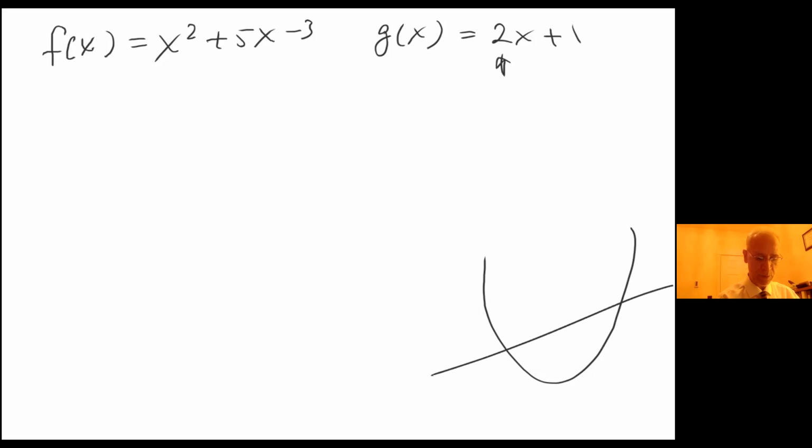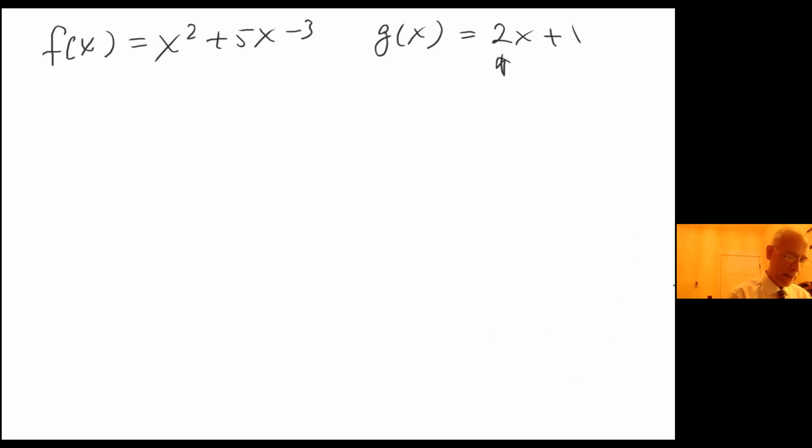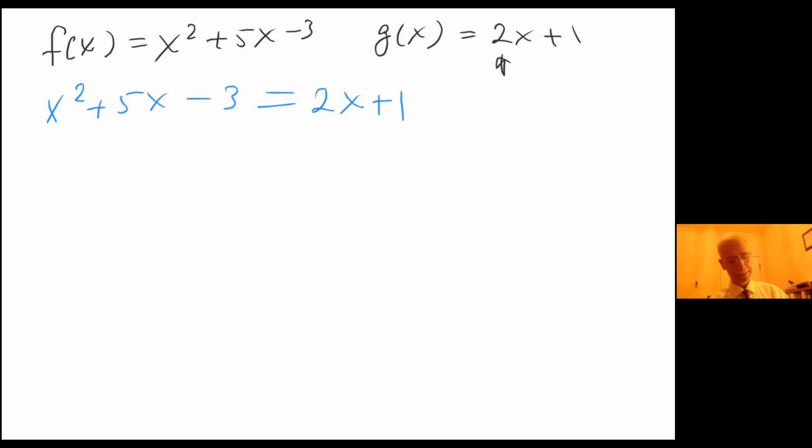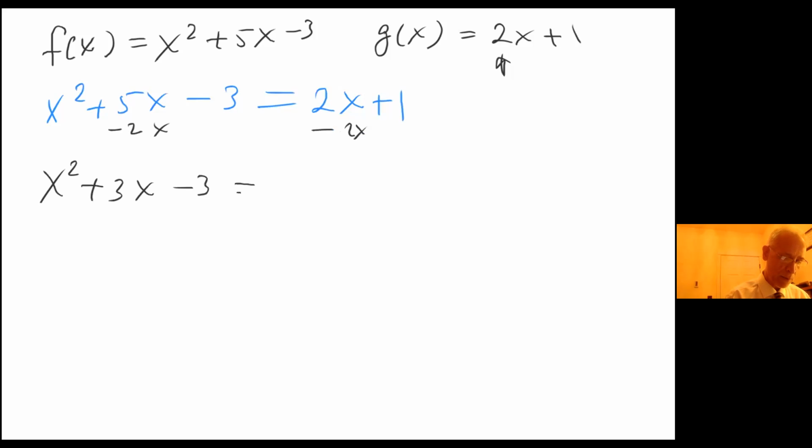So again, I have 2 points of intersection. I'm predicting 2 points of intersection. Well, let's find that algebraically. X squared plus 5x minus 3 equals 2x plus 1. I'm going to go ahead and subtract 2x from both sides, minus 2x here. Now I have x squared plus 3x minus 3 equals 1.